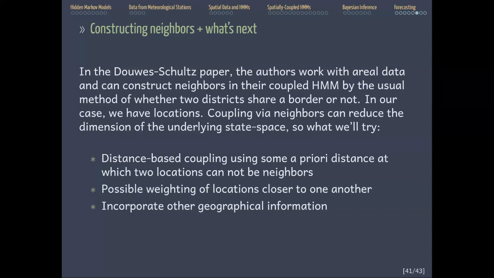Possible weighting of locations closer to one another, incorporating other geographical information. For example, in the Bonneville Power Administration data, you do have locations that are all mountain ranges, other locations that are closer to the coast, and other locations that are inland. So distance alone may not really reflect the dependence structure that we want to exploit. It could be dependence within geographical regions of importance.